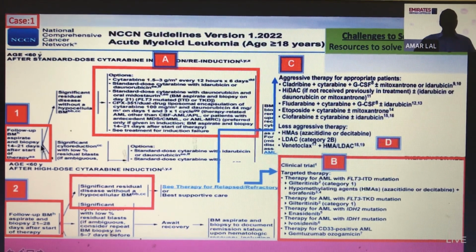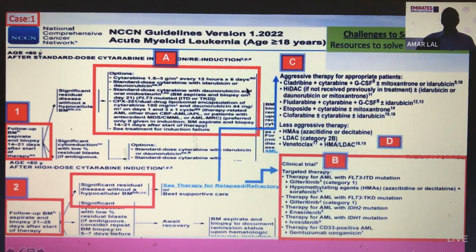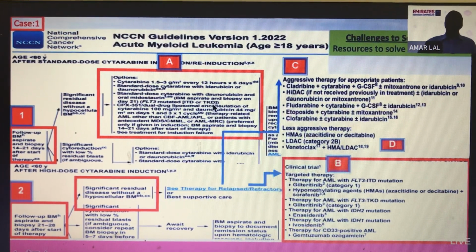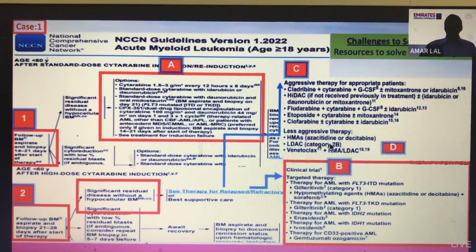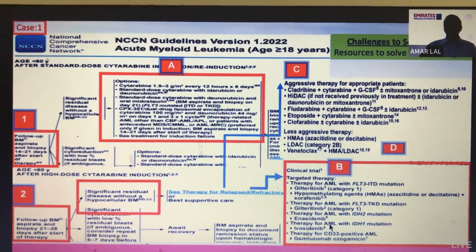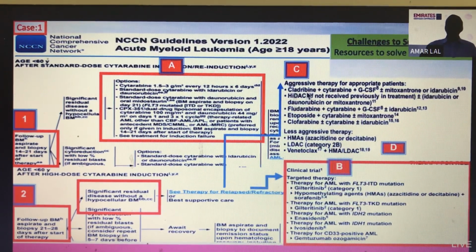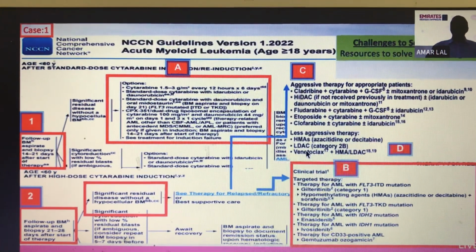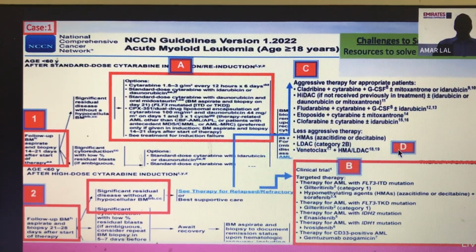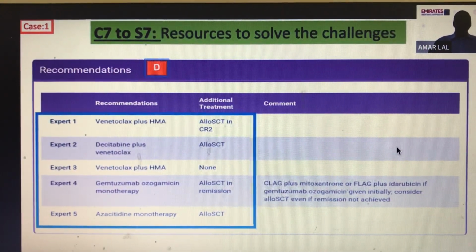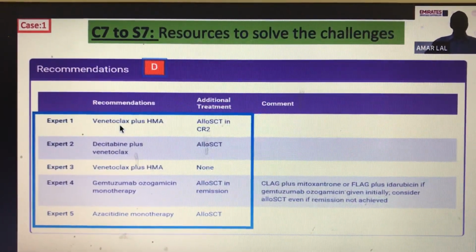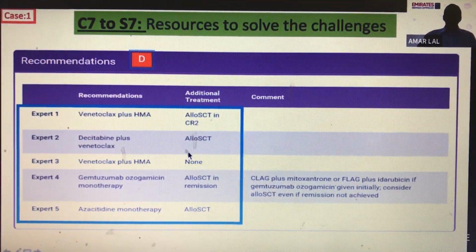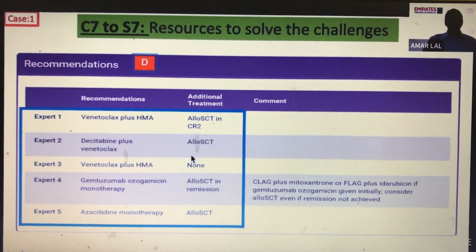Now the question is, if refractory AML, we have A, B, C, D, 4 options. Option A is re-induction. We cannot do it because the patient is already suffering from typhlitis. Another option is targeted therapy. We don't have any target reported so far. Third is aggressive therapy, and fourth is less aggressive therapy. So we actually chose D, and even when we put the question to expert online, they also gave venetoclax plus methylating agent followed by allogeneic transplant because the patient is young.